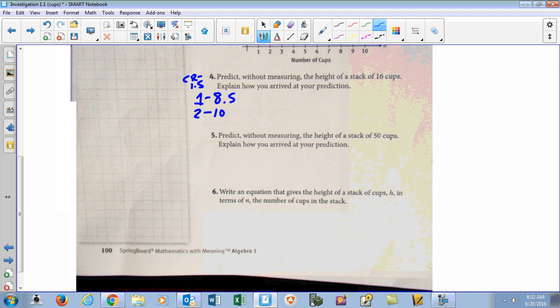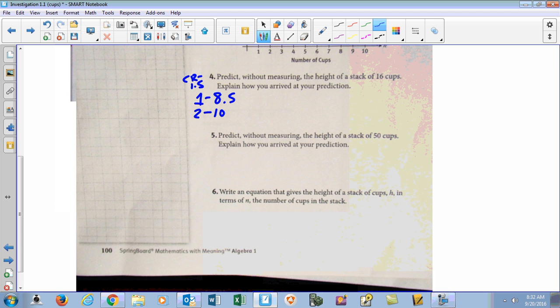8 times 2? So you're saying 16 cups are 16 centimeters tall? Remember, if each cup is 8.5 centimeters, how tall is that stack going to be when we get to 16? All right, that's okay. Hey, that's all right. Again, we're trying to develop a method of thinking.